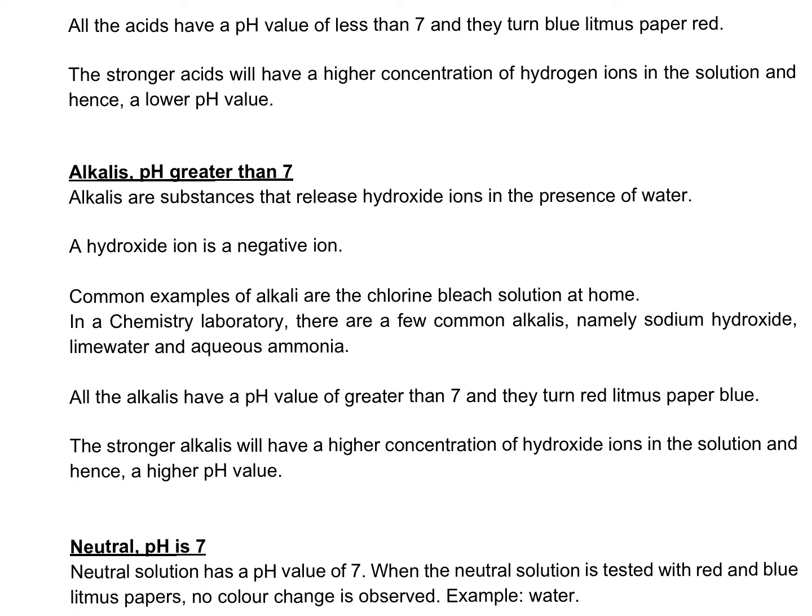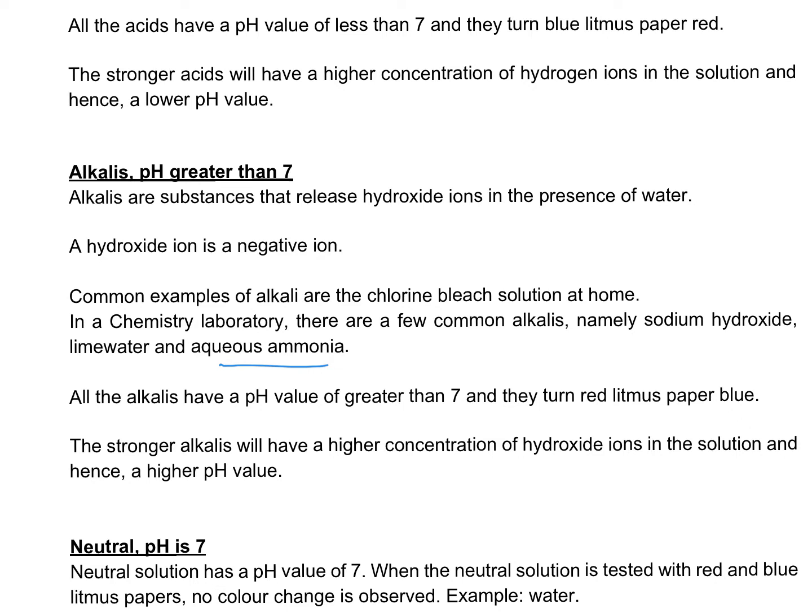Again, this is the one that is used to test for cations in qualitative analysis. There's also lime water, which is used to test for carbon dioxide gas in qualitative analysis. There's also aqueous ammonia, which is used to test for your cations in qualitative analysis. Now, all these alkalis have a pH value of greater than 7 and they turn red litmus paper blue. This is different from your acid.